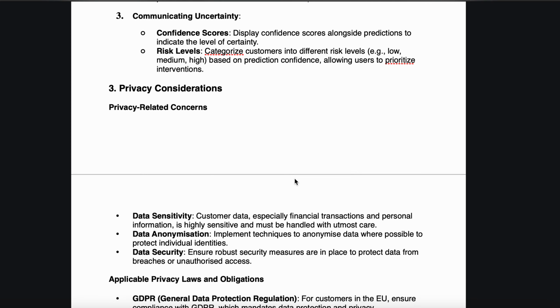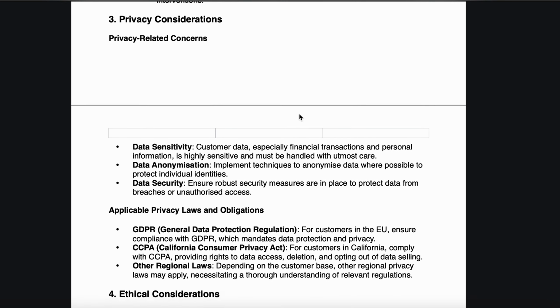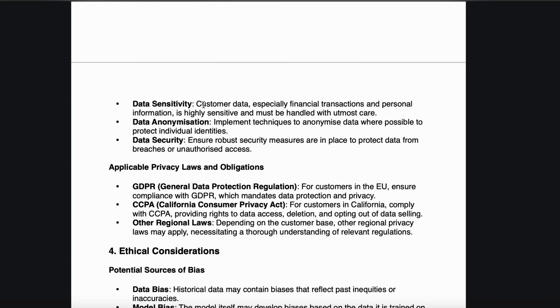Next, we'll move to the privacy considerations, privacy-related concerns, data sensitivity. Fintech usually deals with a lot of sensitive customer data, personally identifiable data. So this is something that is to be taken care of. These should be handled with utmost care, and at the same time, these are usually highly confidential data, which is kept encrypted in databases, right? So, robust security measures should be there.